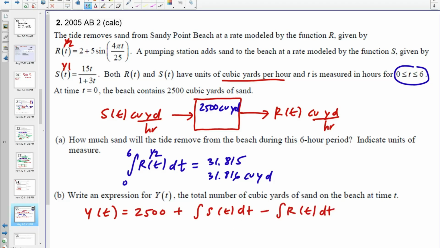Okay, let's get our limits here. This starts at time 0. It goes all the way up to time 6, but we don't know what time we are going to stop at, so let's stop at time t. And this will also be 0 to t.